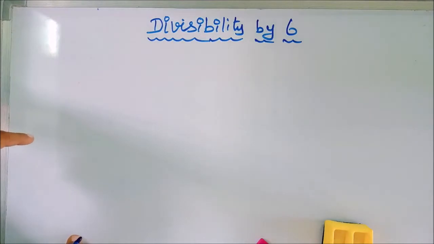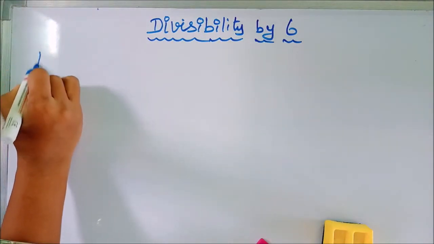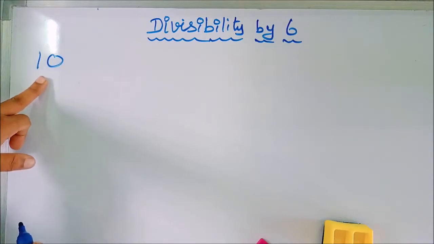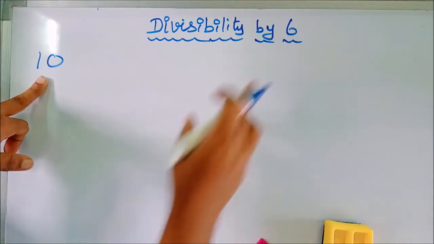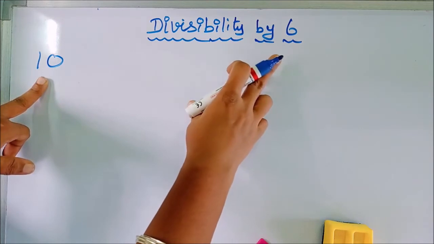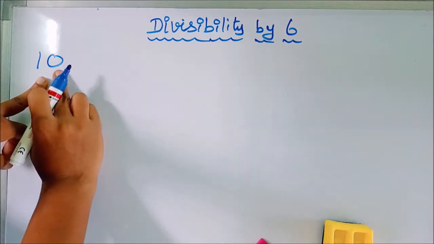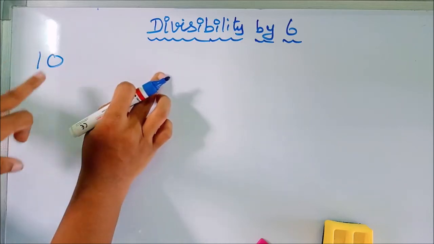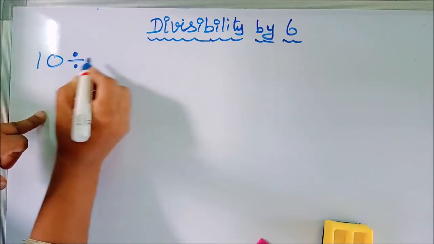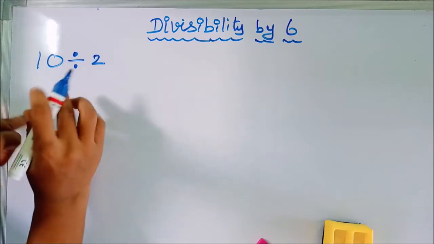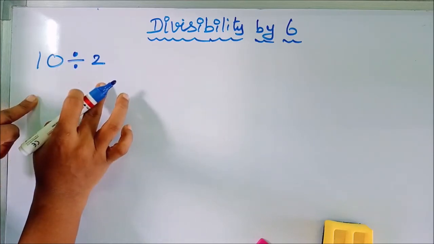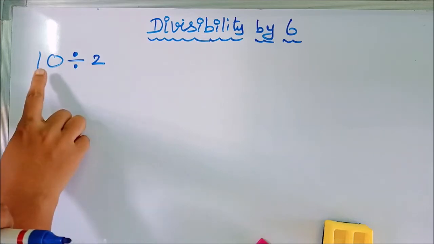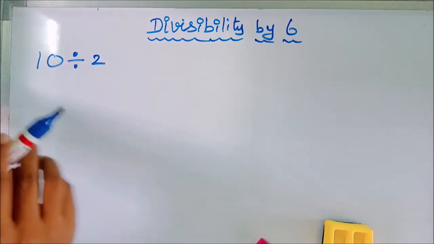Let us see one more example. Now I am taking the number 10. Now we are going to check whether this number is divisible by 6 or not. For that you have to check whether the number 10 is divisible by 2 and 3 or not. First we are checking whether 10 is divisible by 2. Next you have to check whether 10 is divisible by 3 or not.